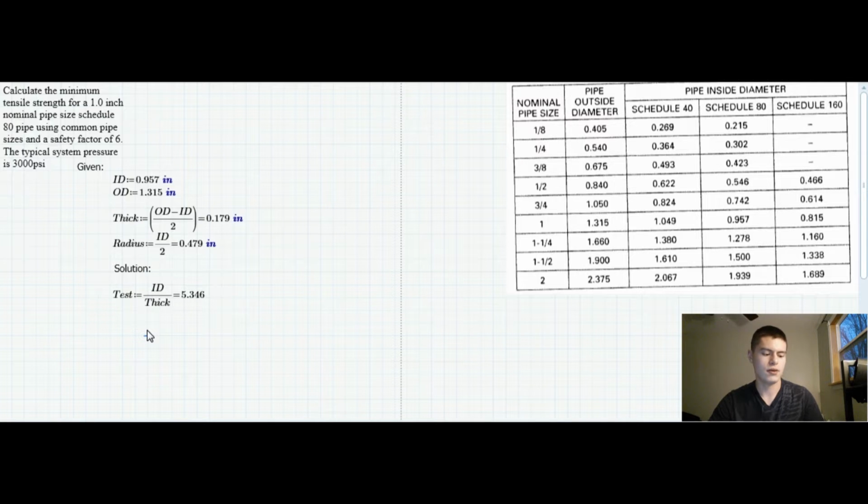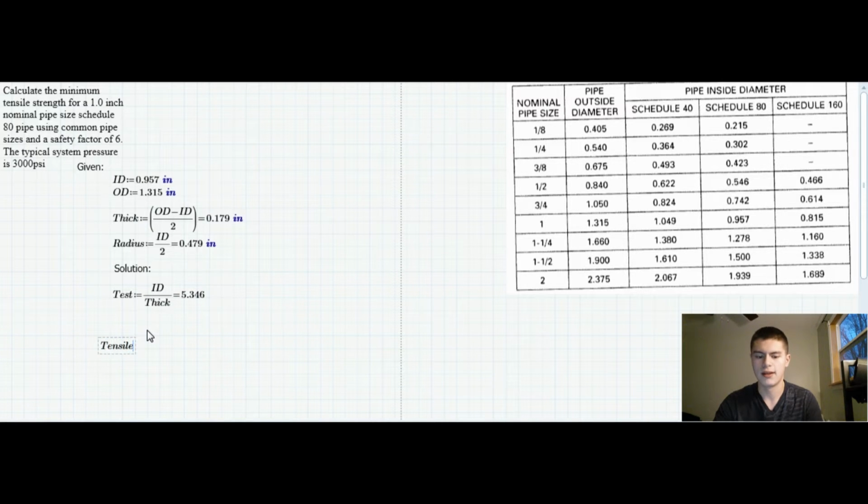The formula given is the burst pressure typically equals the thickness times the tensile strength over 0.6 multiplied by the thickness plus the radius. However, we can reorganize this to solve for our problem question, which is asking for the minimum tensile strength. So let's do that.